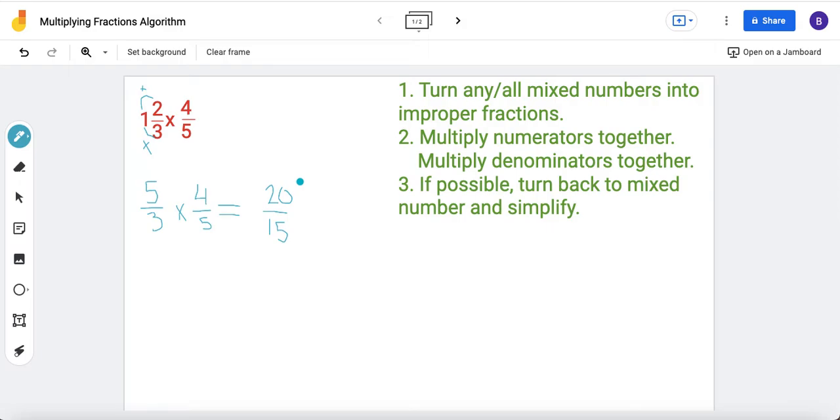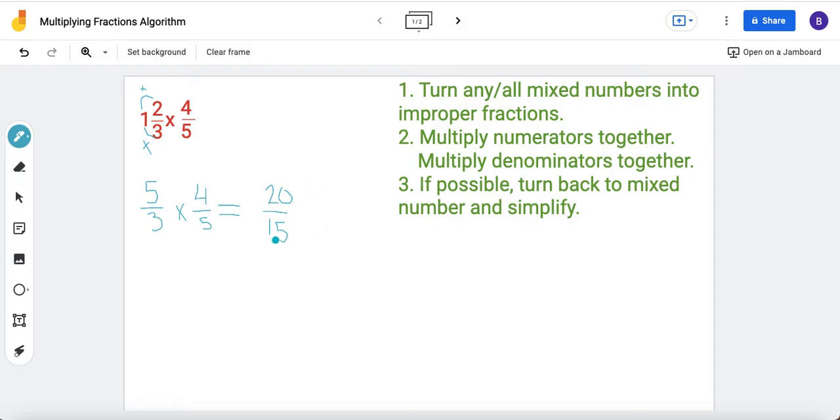So now I've completed steps 1 and 2. The last thing I have to check is if step 3 is possible, and if it is, I have to do step 3. So step 3 is turn back to a mixed number and simplify.